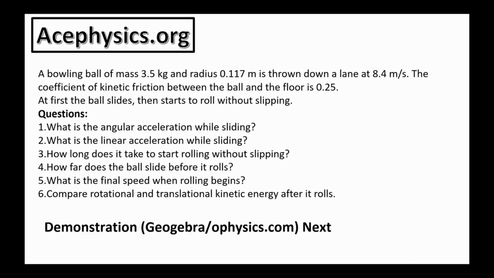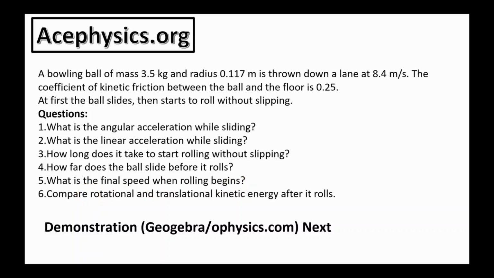Problem number 5. A bowling ball with mass 3.5 kilograms and radius 0.117 meters is thrown down a lane at 8.4 meters per second. The coefficient of kinetic friction between the ball and the floor is 0.25. At first, the ball slides, then it starts to roll without slip. Questions. What is the angular acceleration while sliding? What is the linear acceleration while sliding? How long does it take to start rolling without slipping? How far does the ball slide before it rolls? What's its final speed when rolling begins?